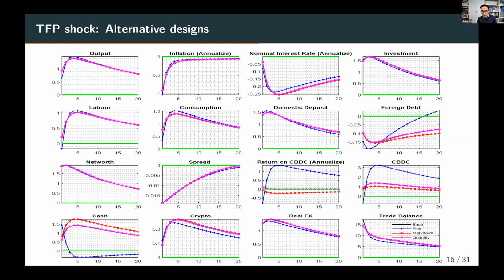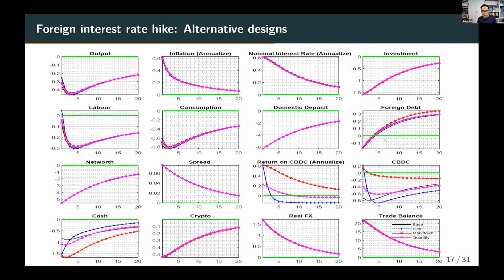Here we have the four different versions, and we see that with different designs of CBDC, we also have different responses in macroeconomic variables. The biggest difference is between the flex model and the others. The difference is not only the substitution between CBDC and cash and more, but also relates to output and consumption. The same thing happens, though not significantly, with the foreign interest rate shock. So we're thinking about this.